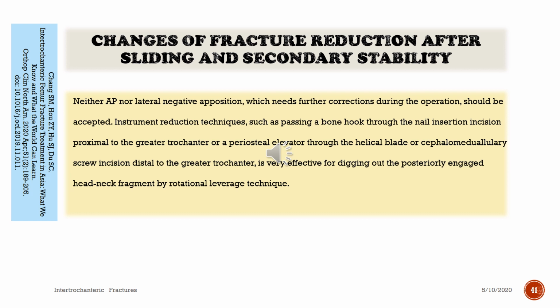Instrument reduction techniques, such as passing a bone hook through a nail insertion incision proximal to the greater trochanter, or a periosteal elevator through the helical blade or cephalomedullary screw incision distal to the greater trochanter, are very effective for digging out the posteriorly engaged head neck fragment by a rotational leverage technique.